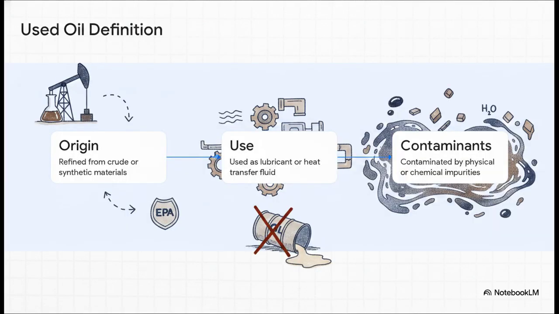Okay, so you pull that bad oil out, now you have to manage it legally. The EPA has a very specific three-pronged definition of used oil. First, it has to originate from crude or synthetic materials. Second, it must have actually been used as a lubricant or heat transfer fluid. And third, it must be contaminated by physical or chemical impurities during that actual use. Interestingly enough, if you happen to spill virgin oil before it ever goes into a machine, it actually does not legally count as used oil under this specific RCRA definition. Kind of a wild loophole, right?